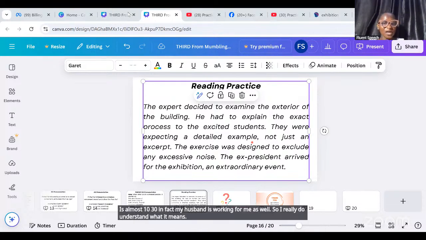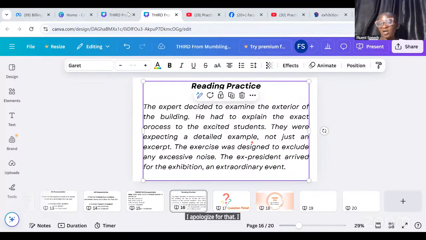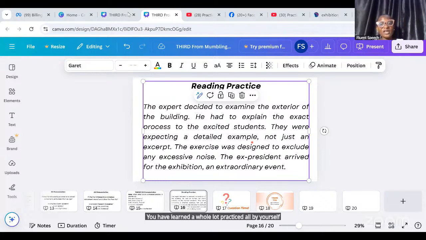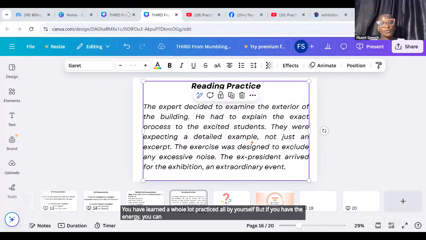I apologize for that. I just wanted us to be done with the EX word so that tomorrow we can conclude with sounds and next week we can go to stress. Is that okay? But if it's not convenient for you, it's fine. You can leave. I do understand. You have learned a whole lot. Practice all by yourself. But if you have the energy, you can stay back to join.